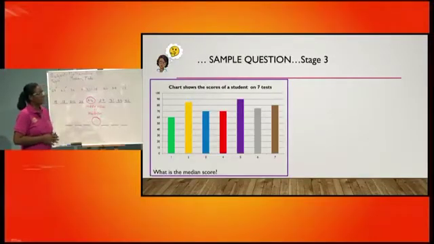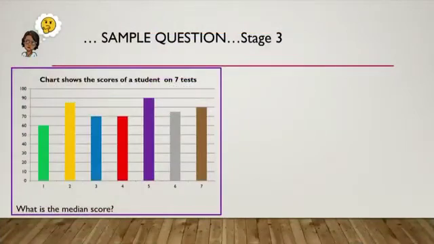Here we have a chart that shows the score of students. Are you looking at that chart? We need to identify the 7 scores for the student. Do you see that first one? The green one? Yes. All right. So it's exactly at 60. So that first score is 60.